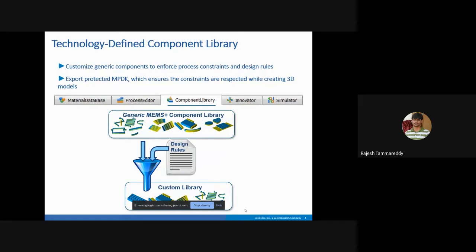So the difference compared to Coventor is from the third tab here, the component library. In Coventor, you have the 2D layout, where you link the 2D layout with the process and material database to construct the 3D solid model. So here you can do that too.